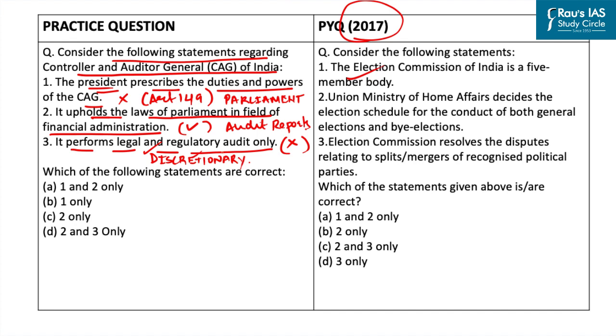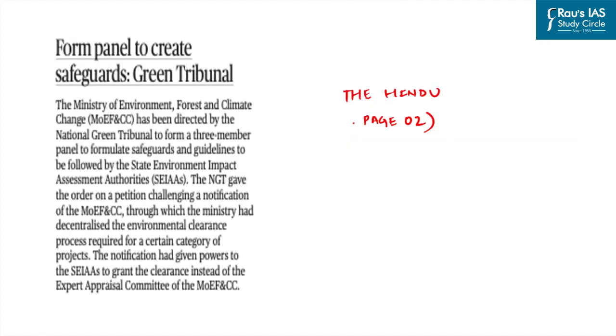The CAG can conduct a proprietary audit to look into the wisdom, faithfulness, and the economy of the government, and to comment on the wastefulness and extravagance of any expenditure that has been made by the government. The question further says which of the following statements are correct, and as only statement 2 is correct, the correct answer for the given question will be option C.